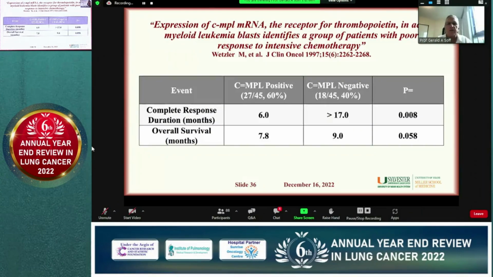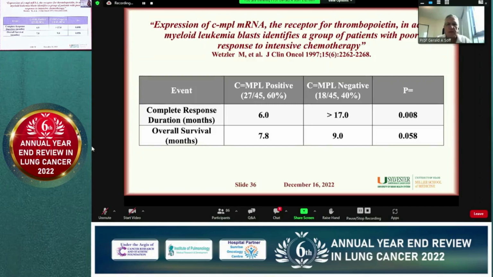So this is a paper from 1997 from Wetzler et al. And they looked at the thrombopoietin receptor, c-Mpl, in patients with AML. And this is quite striking. And JCO is an excellent journal. I think it wasn't getting enough attention because it's an old paper, 25 years ago.